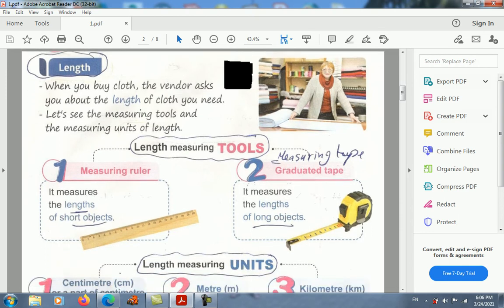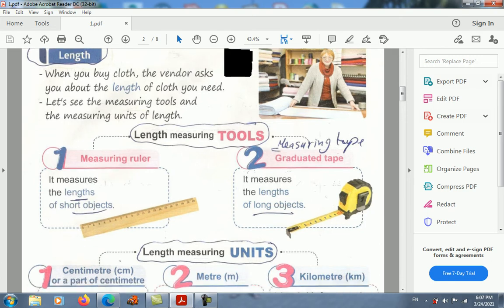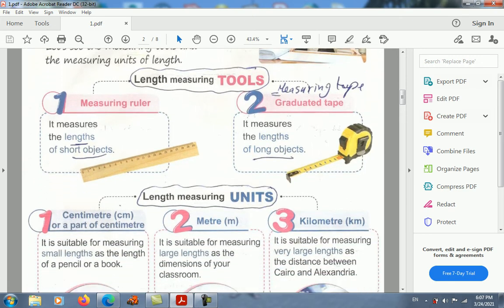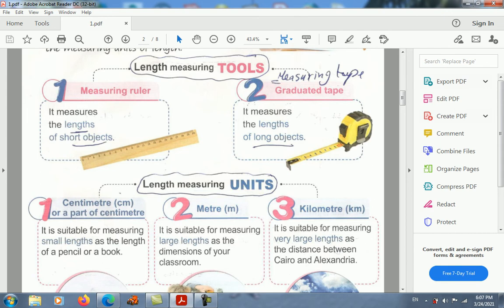Length. When you buy clothes, the vendor asks you about the length of cloth you need. Let's see the measuring tools and the measuring units of length. Length measuring tools. There are two types of measuring for the length. Number one, measuring ruler. It measures the length of short objects. Number two, graduated tape. It measures the length of long objects.